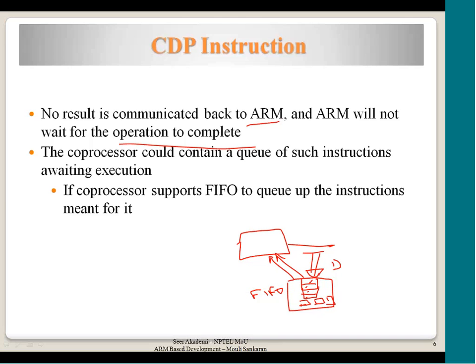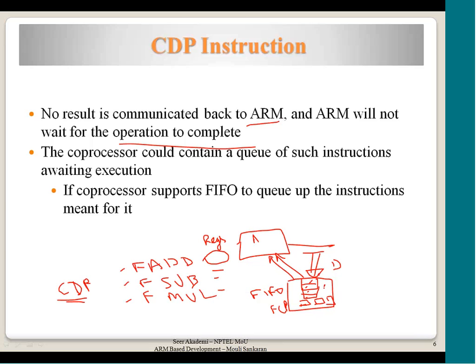Why is this required? Suppose, as I told you in the last class also, you assume that there is a floating point add, followed by a floating point subtract, and then a floating point mul. Suppose these are all CDP instructions. You agree? Because these are all processing to be done by the coprocessor, using the registers of the coprocessor. It has nothing to do with the ARM registers. ARM is here, and suppose the coprocessor is a floating point coprocessor. These instructions will be executed by the coprocessor using the registers mentioned in the operands, which are actually inside the coprocessor.